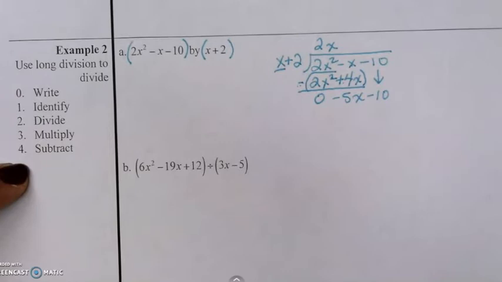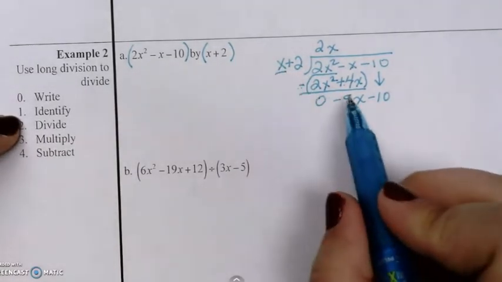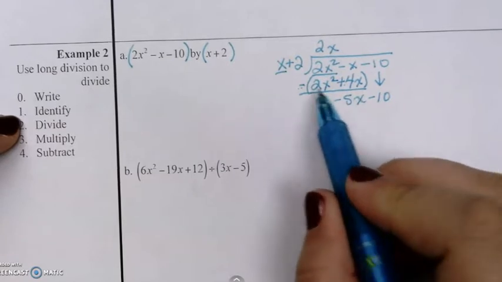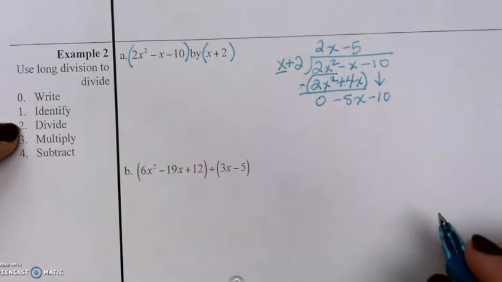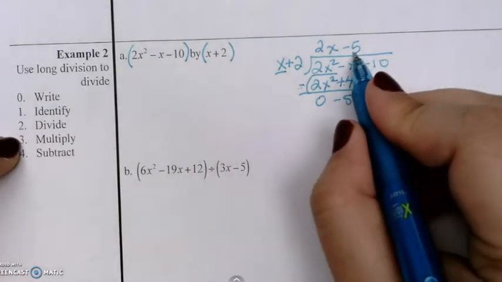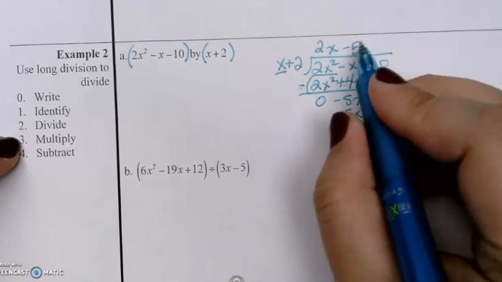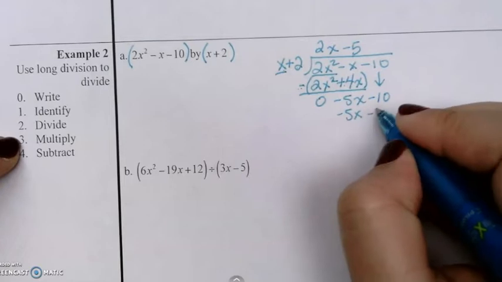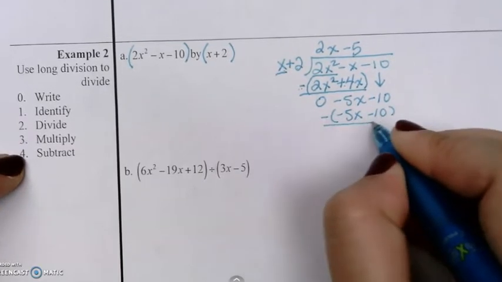So let's see that process again. We start over at the beginning. Identify, x goes into negative 5x how many times? Well, x times negative 5 gives me negative 5x, so that was dividing. Next, we multiply. Negative 5 times x is negative 5x. Negative 5 times 2 is negative 10. And then we subtract, and we're subtracting the whole thing.